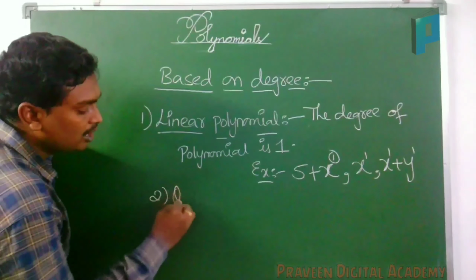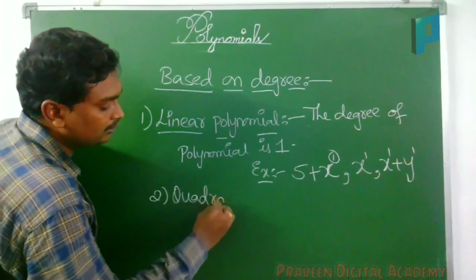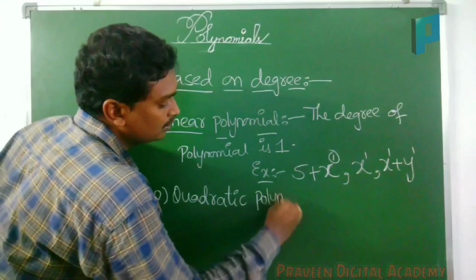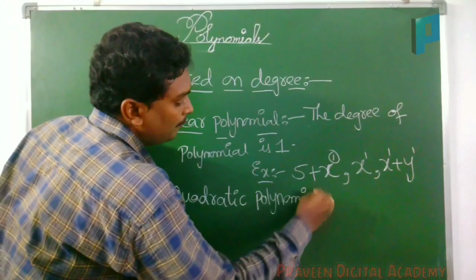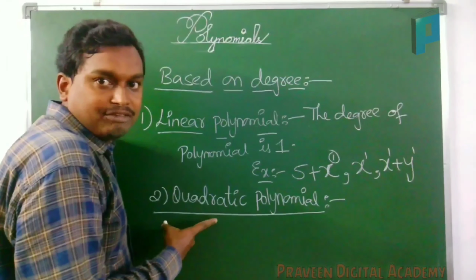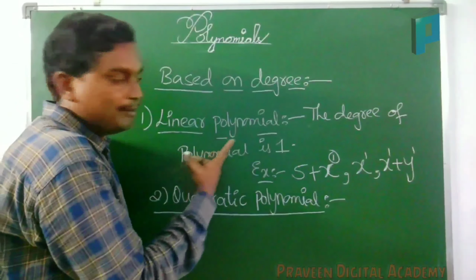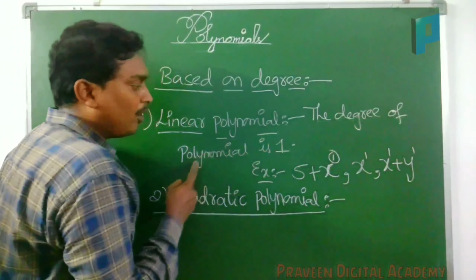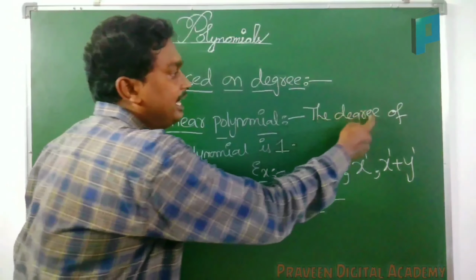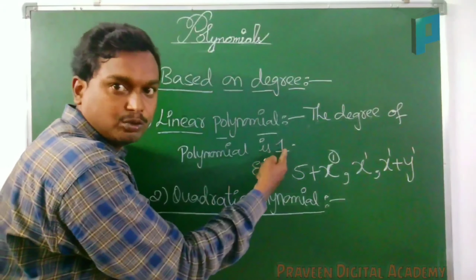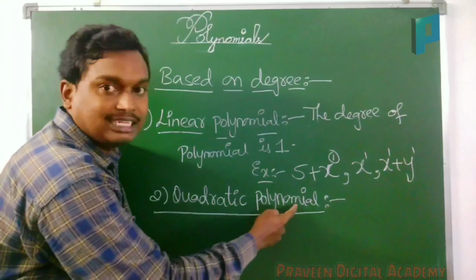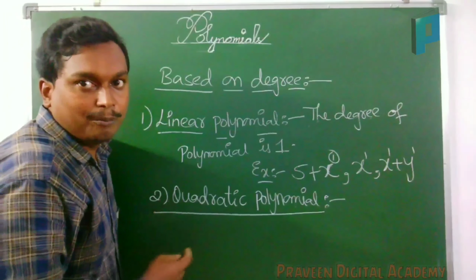Now let us go for quadratic polynomial. Here, the quadratic polynomial definition is the same as linear. But there the degree of the polynomial is 1, and in a quadratic polynomial the degree of the polynomial is 2. Then such type of polynomial is called a quadratic polynomial.